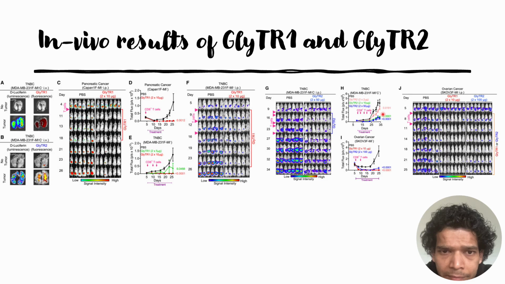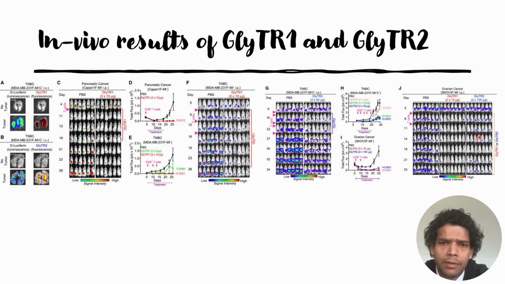GlyTR. But even with the lesser amount of GlyTR, the tumor suppression is significantly higher compared to the control, as the p-value is less than 0.05. And when they checked the ovarian cancer cells, they were able to see tumor suppression with the increase in time.